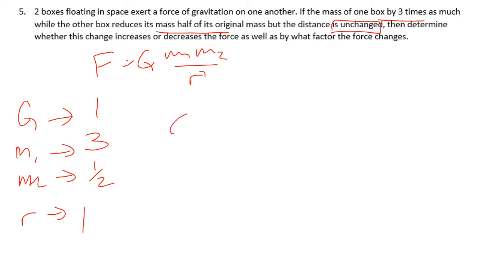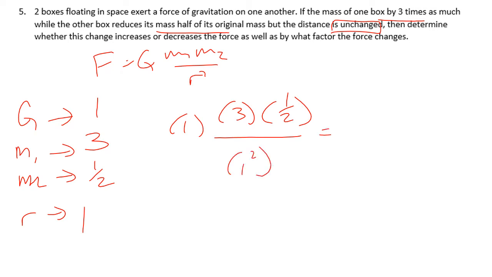Taking that, we've got G is 1, m1 is 3, m2 is 1/2, and r is 1. Square that. This is going to end up giving us 1.5 over 1, and that simply reduces to 1.5. That's greater than the original force of 1. That should be a 5. Sorry if it looks like an 8.